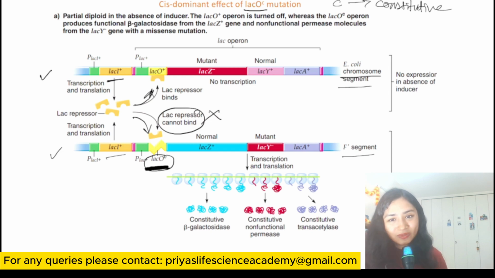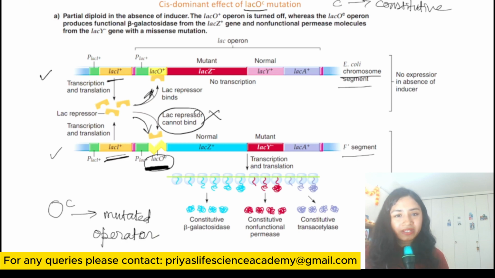So you understood what happens? Even if lacI is wild type, and the lacI product is coming from its own chromosome, and the lacI product is also coming from that chromosome, the Lac repressor can't bind with the operator region because the OC mutation produced a mutated operator, and that operator region can't be recognized by the Lac repressor protein.